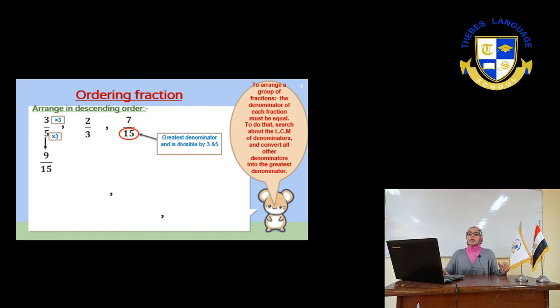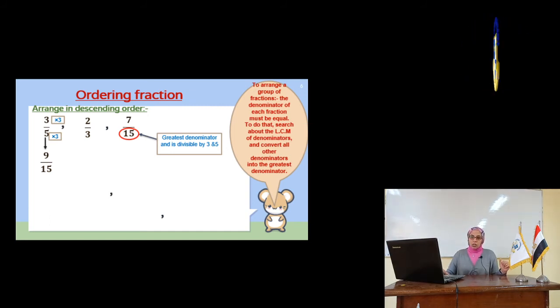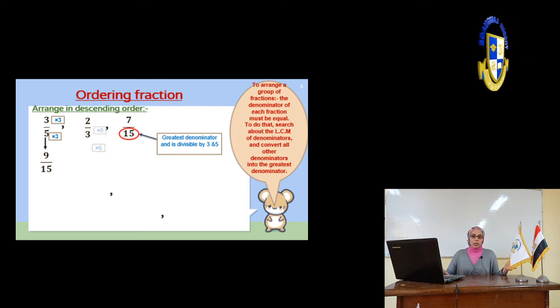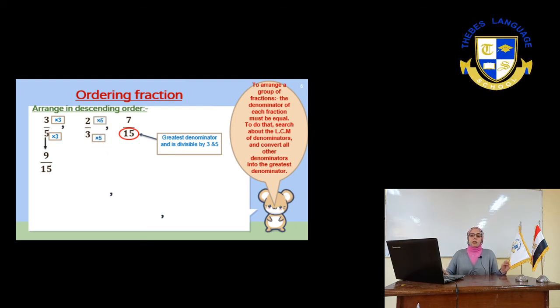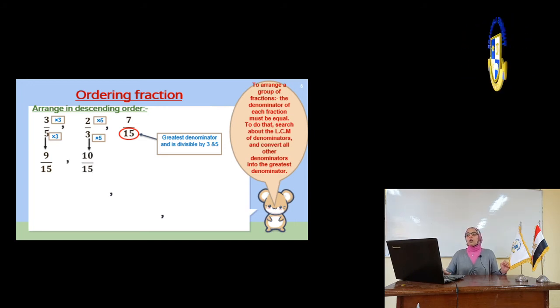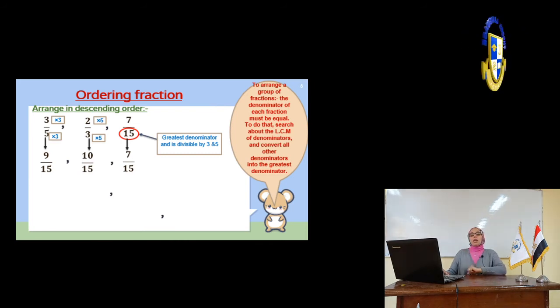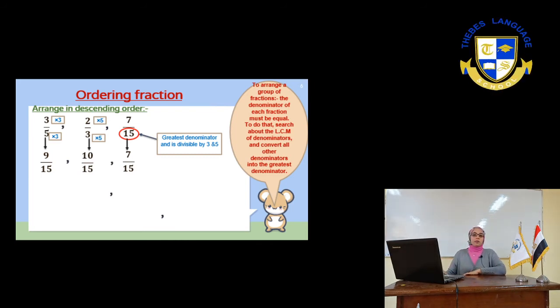9 over 15. Now, how we convert 3 into 15? To convert 3 into 15, we'll multiply both numerator and denominator by 5. So it will be 10 over 15. And we leave 7 over 15 as it is. Now all the denominators are equal. All of them are 15.